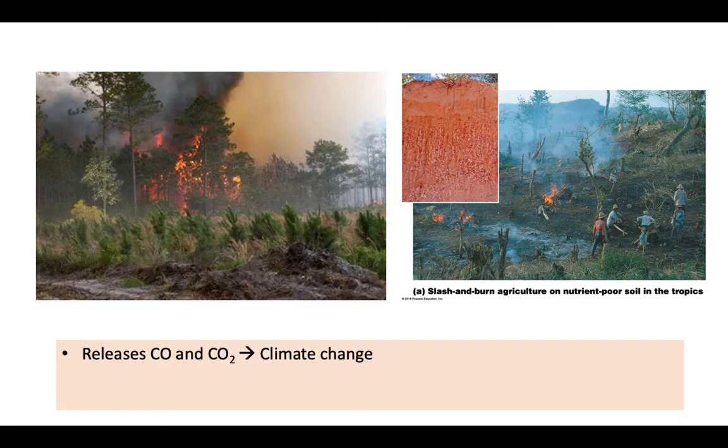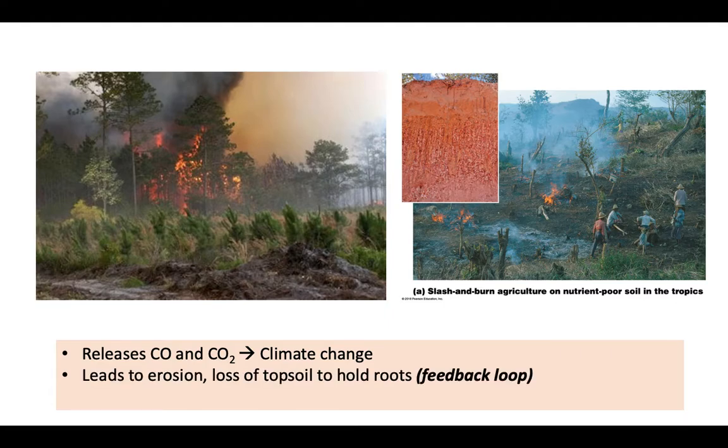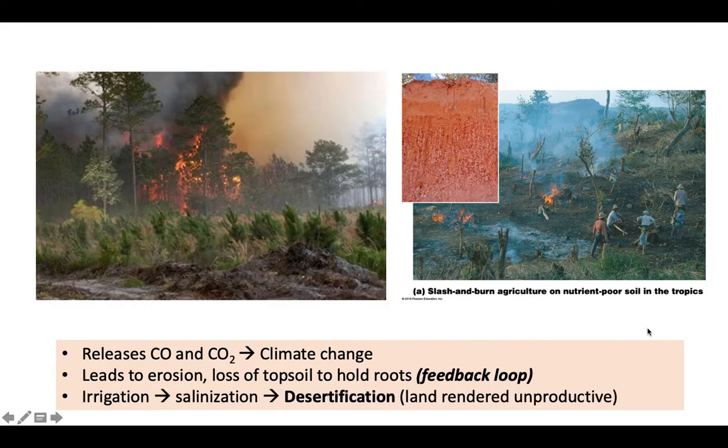We've talked about this before, but by burning the forest, not only are you removing a carbon sink, but you're also releasing carbon dioxide and carbon monoxide, which can exacerbate climate change. And the loss of the trees and the root structure can lead to erosion, and lack of roots to hold the topsoil together leads to more erosion, which makes it harder for plants to establish. That's a feedback loop we've talked about before.